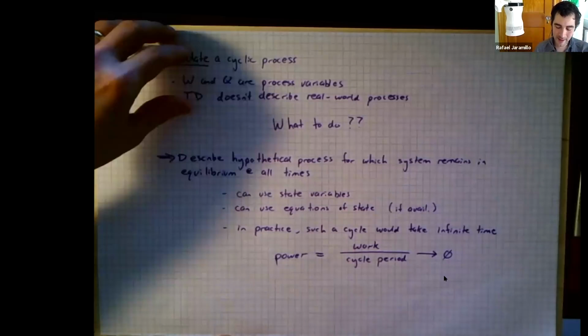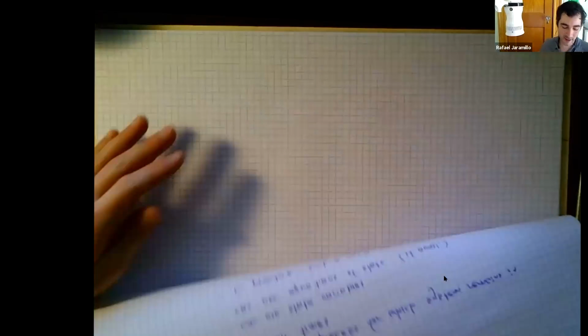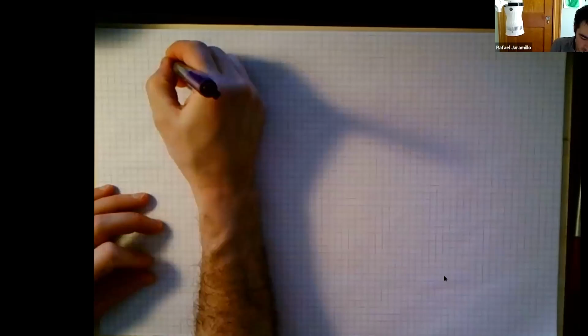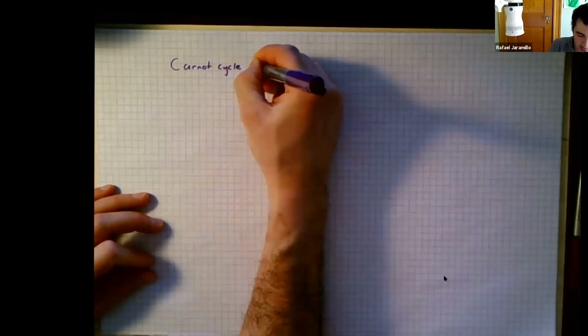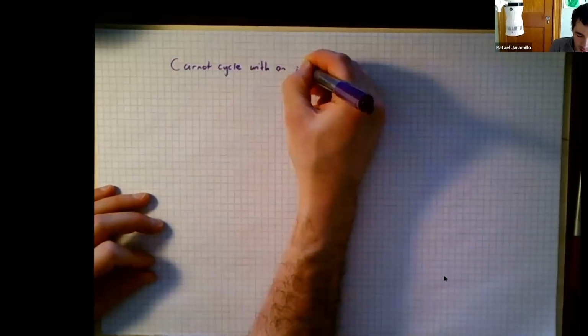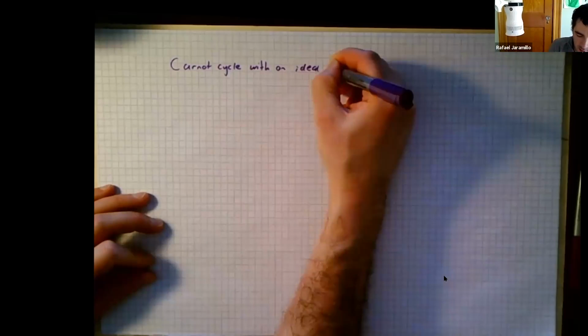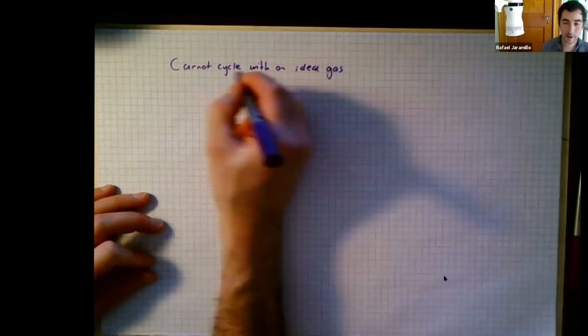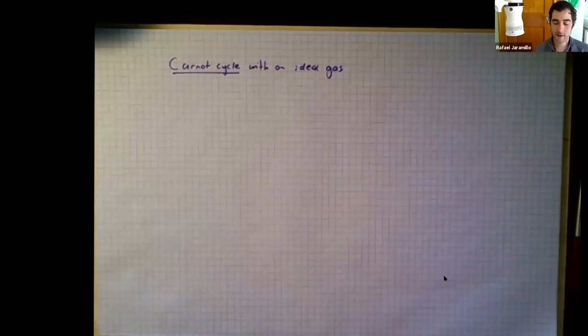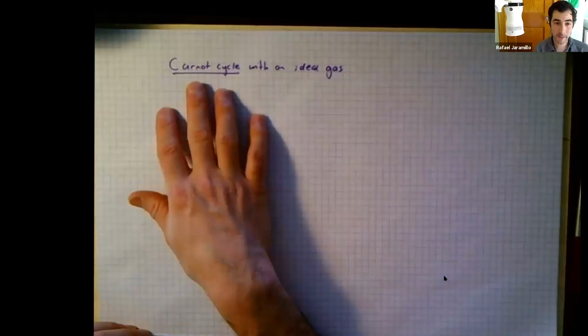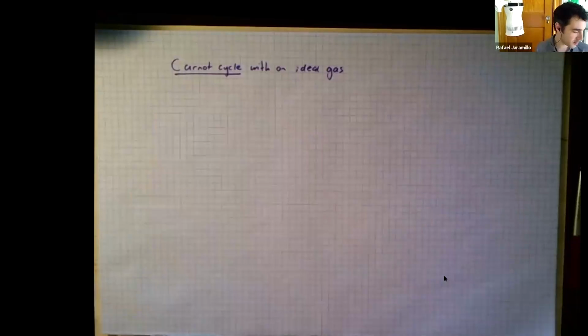And this comes up again and again. So I'm glad that you've seen this now. All right, let's talk about one ideal cycle. Let's talk about the most famous one, the Carnot cycle, with an ideal gas. There are many cycles you could calculate, reversible cycles you can calculate for an ideal gas. Carnot is just one of them, but it's a famous one. So that's what we're going to do.